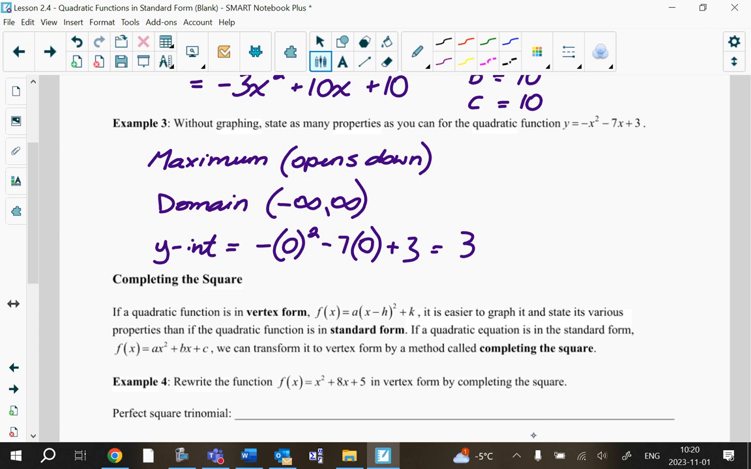So obviously, as you said, McKenna, we want it in vertex form. So we need to figure out a way to change from standard form to vertex form. Well, when we did vertex to standard, we multiplied it out and then simplified.